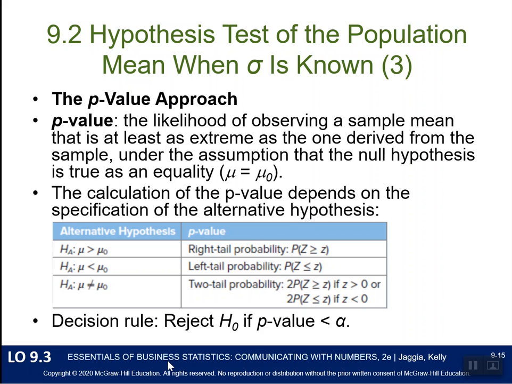Now, keep in mind, this is very important. If we're testing that the mean is greater than the null, then we're using a right tail test. If we're testing that the mean is less than the null, we're using a left tail test. And if we're testing that the mean does not equal, then we're using a two-tailed probability. So again, very, very important. That's going to determine how we enter our formulas into Excel. We want to reject the null if the p-value is less than the alpha, the significance level.